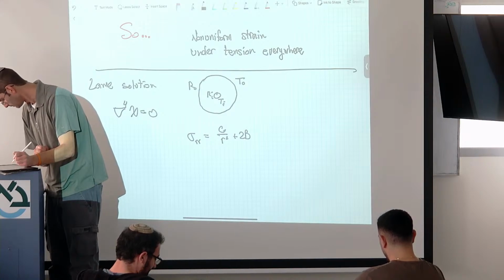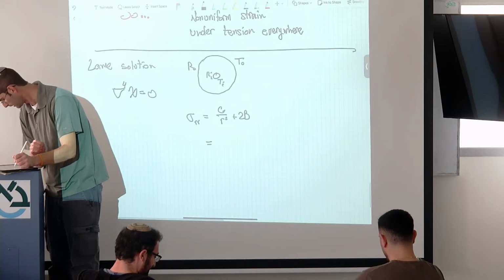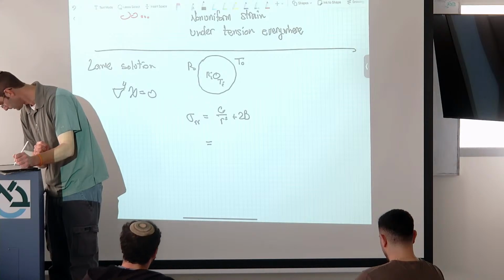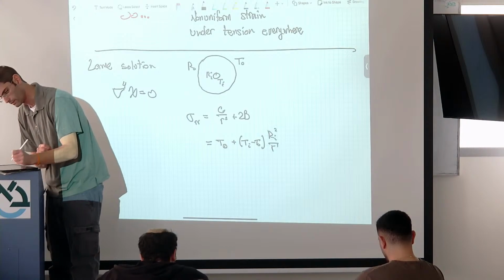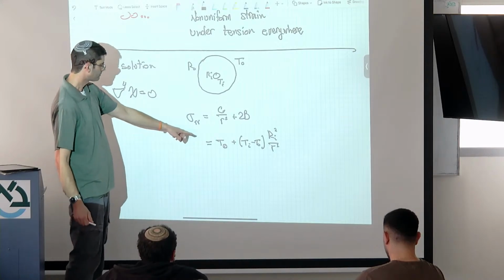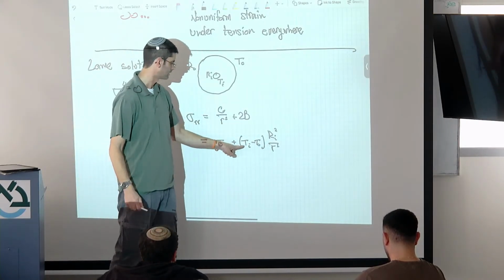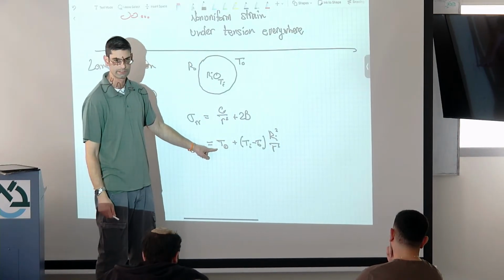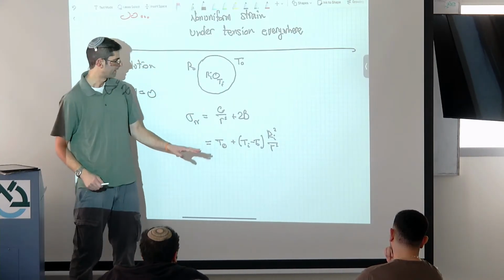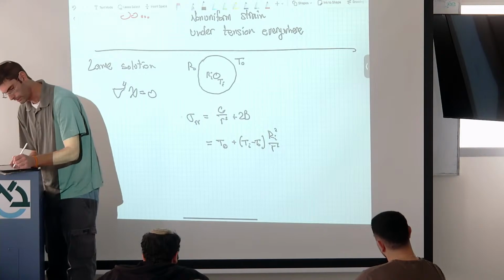And then when I apply boundary conditions, what I get is a fairly simple result. I have that it's equal to the tension on the outside plus the difference between the inside and the outside tension, the inner radius squared divided by R squared. So if you look at this, at the inner radius, I get exactly the inside tension. And then when I take R to infinity, I get the outside tension. Very simple solution.